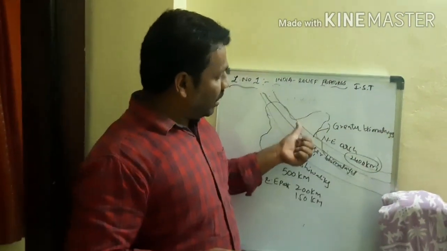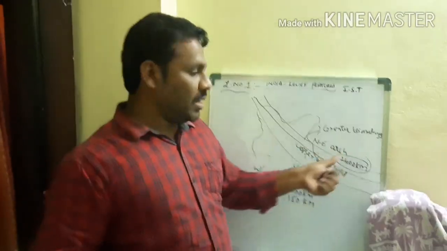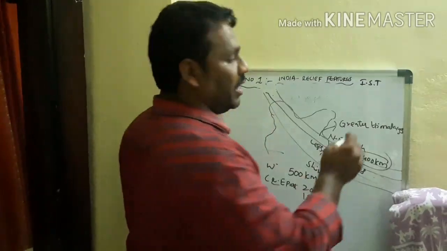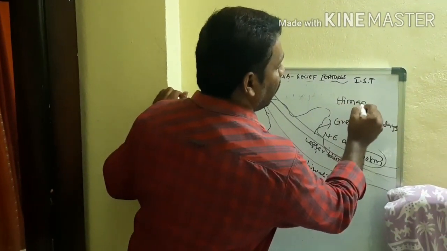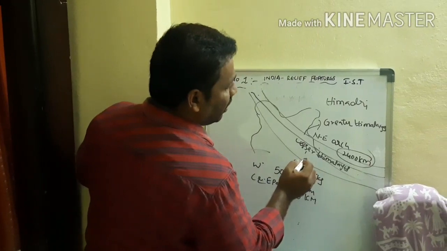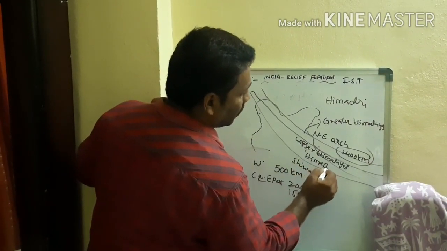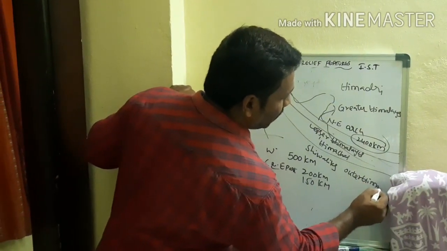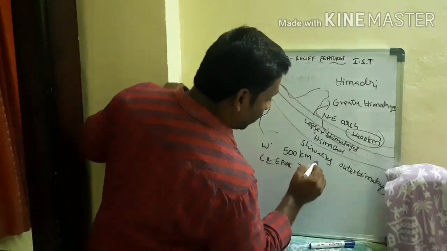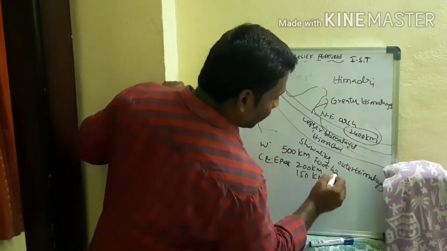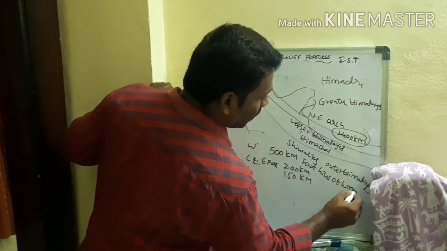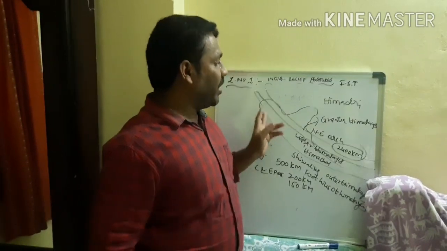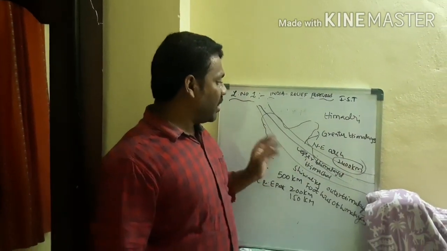How many ranges do we have? 3 ranges. One is Greater Himalayas, second is Lesser Himalayas, third is Shivaliks. The Greater Himalayas is also called what? Himadri. Lesser Himalayas is also called what? Himachal. Shivaliks is called what? Outer Himalayas, or foothills of Himalayas.